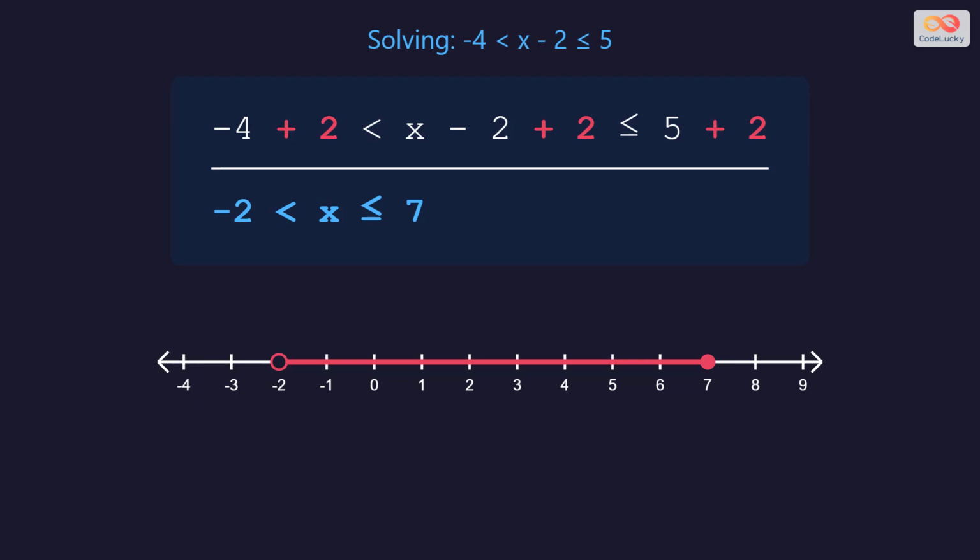Applying the rule, we add 2 to the left, the middle, and the right. -4 plus 2 is -2. The minus 2 in the middle cancels out, and 5 plus 2 is 7. Our solution is -2 is less than x, which is less than or equal to 7. On the number line, we use an open circle at -2, a closed circle at 7, and shade everything in between.